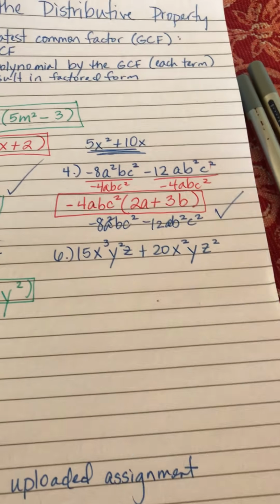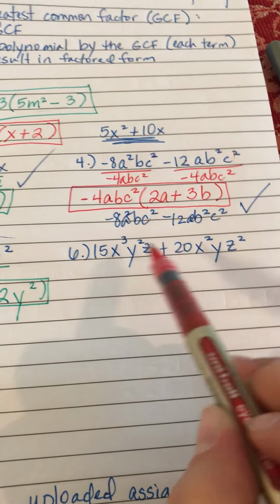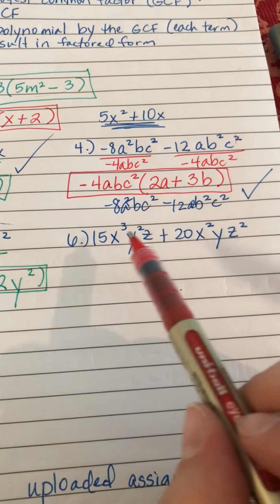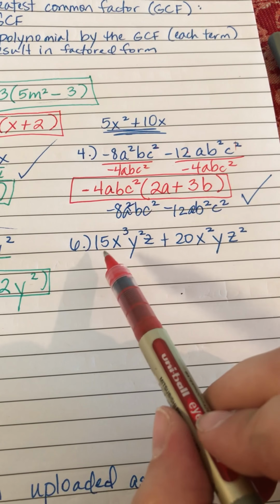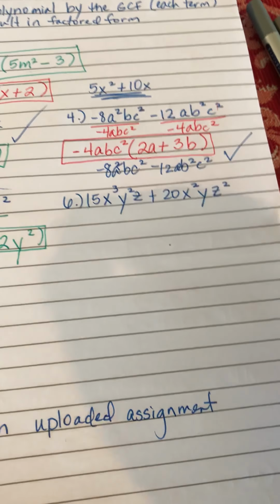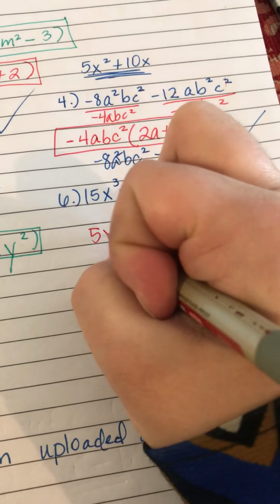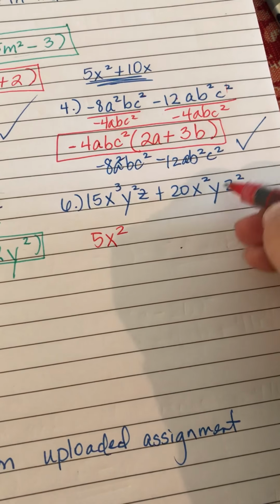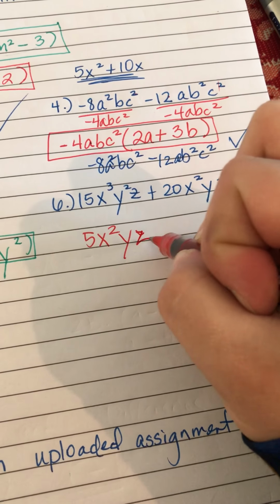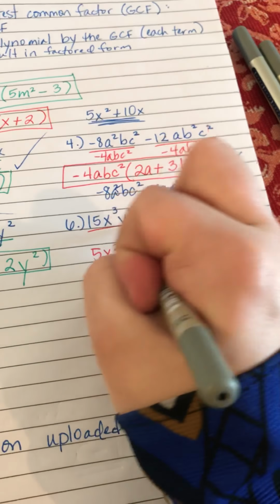And then the last one over here says 15 and 20. I can see that 15 is too big because I can't divide 20 by 15. The next highest factor of 15 is 5, and I can divide them both by 5. So 5 is the number, 3 x's and 2 x's, 2 and 1, 1 and 2 for the y's and z's. Okay, I'm dividing.